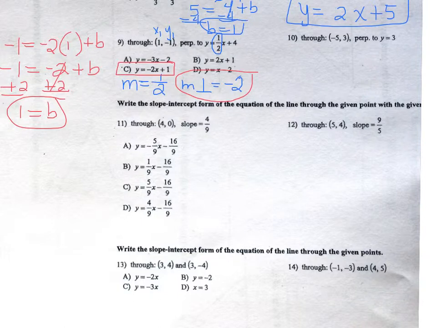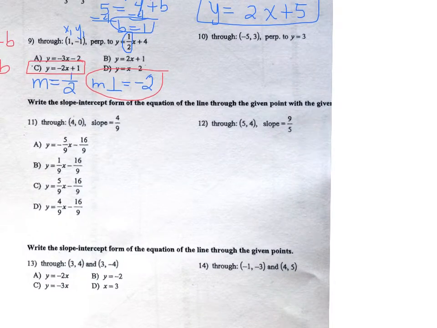Number 10. And number 10 would do exactly the same thing. The only thing is that the equation, if you look at the line that is given, if I put it in slope-intercept form, that would be y equals 0x plus 3. And what that is, it's a horizontal line passing through 3 on the y-axis. So that's why the slope is 0.